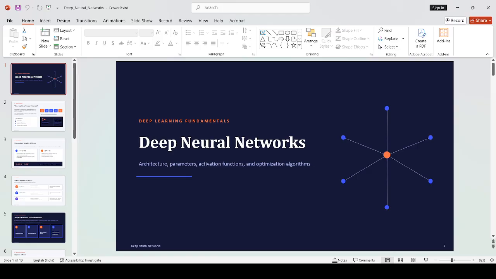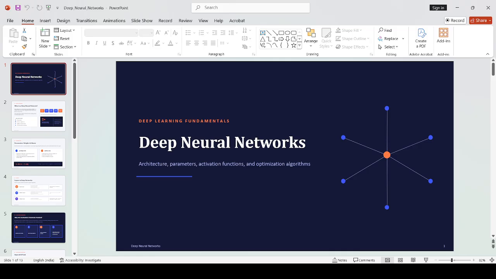Hello everyone. In today's session, we will learn about deep neural networks. Deep neural networks are one of the most powerful techniques in artificial intelligence and deep learning. They are capable of learning highly complex patterns from large amounts of data and are widely used in image recognition, speech recognition, natural language processing, medical diagnosis, and autonomous vehicles.